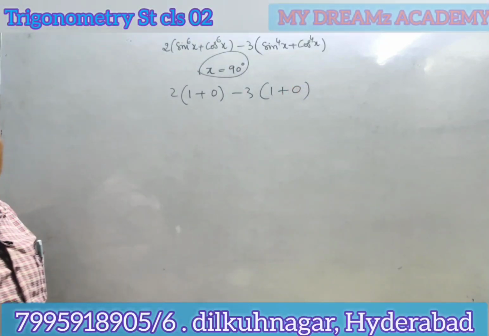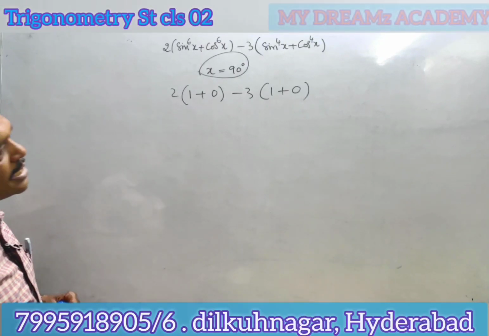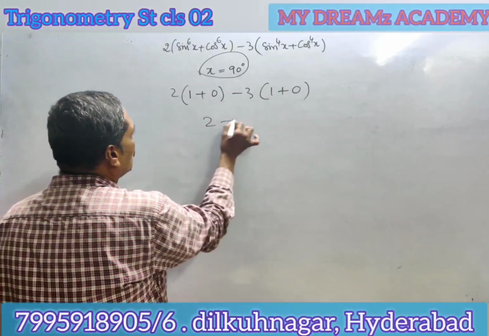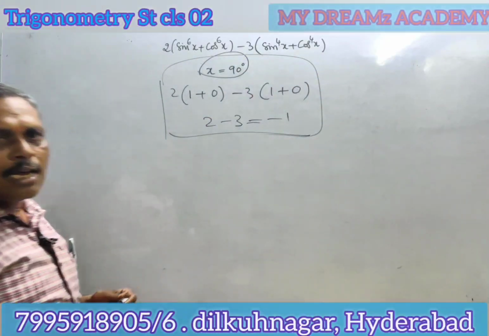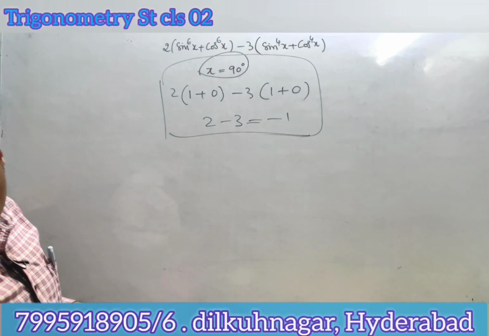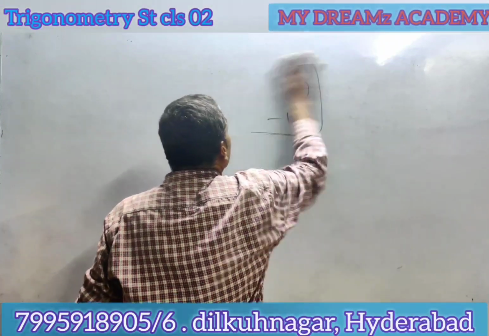3 into sine 90 is 1, cos 90 is 0. 1 to the power of 4 is 1. 1 to the power of 6 is 1. Cos 90 is 0. 2 into 1, 2 minus 3, answer is minus 1. Only these are the steps. Only one step, you can do this problem.